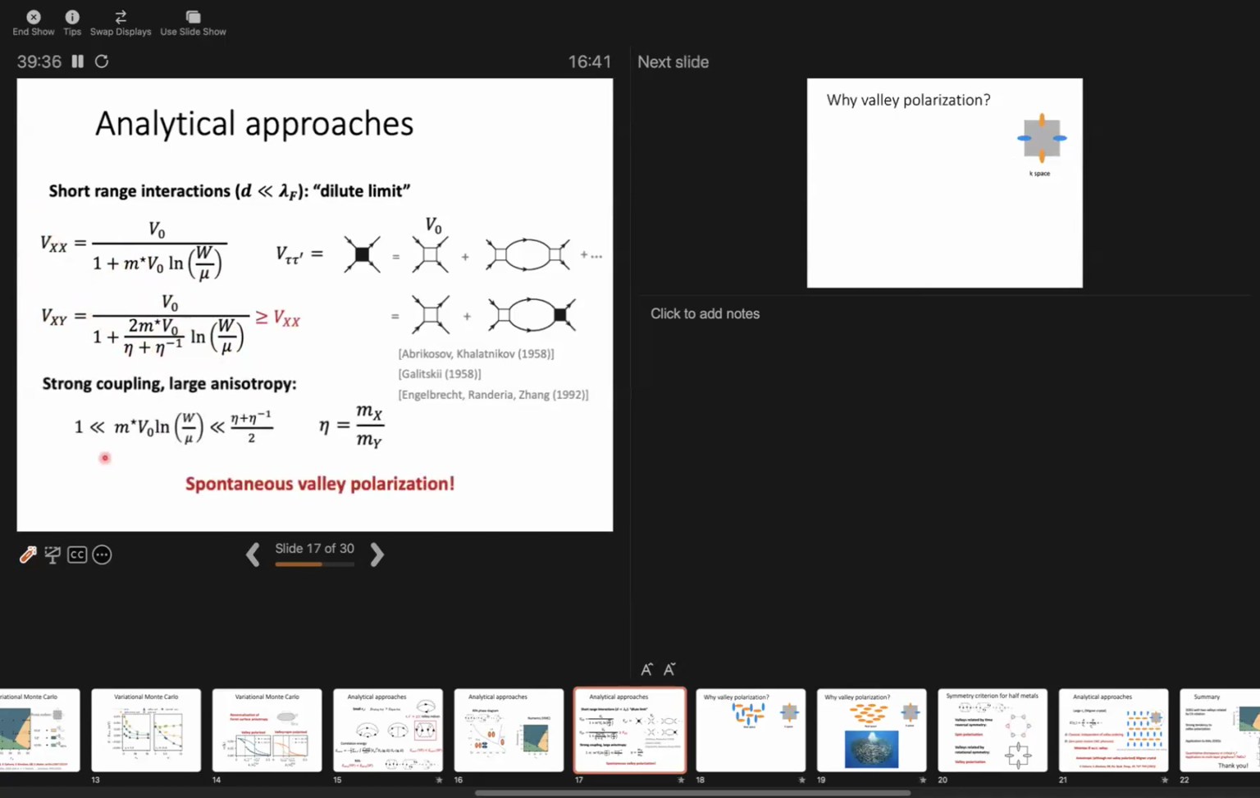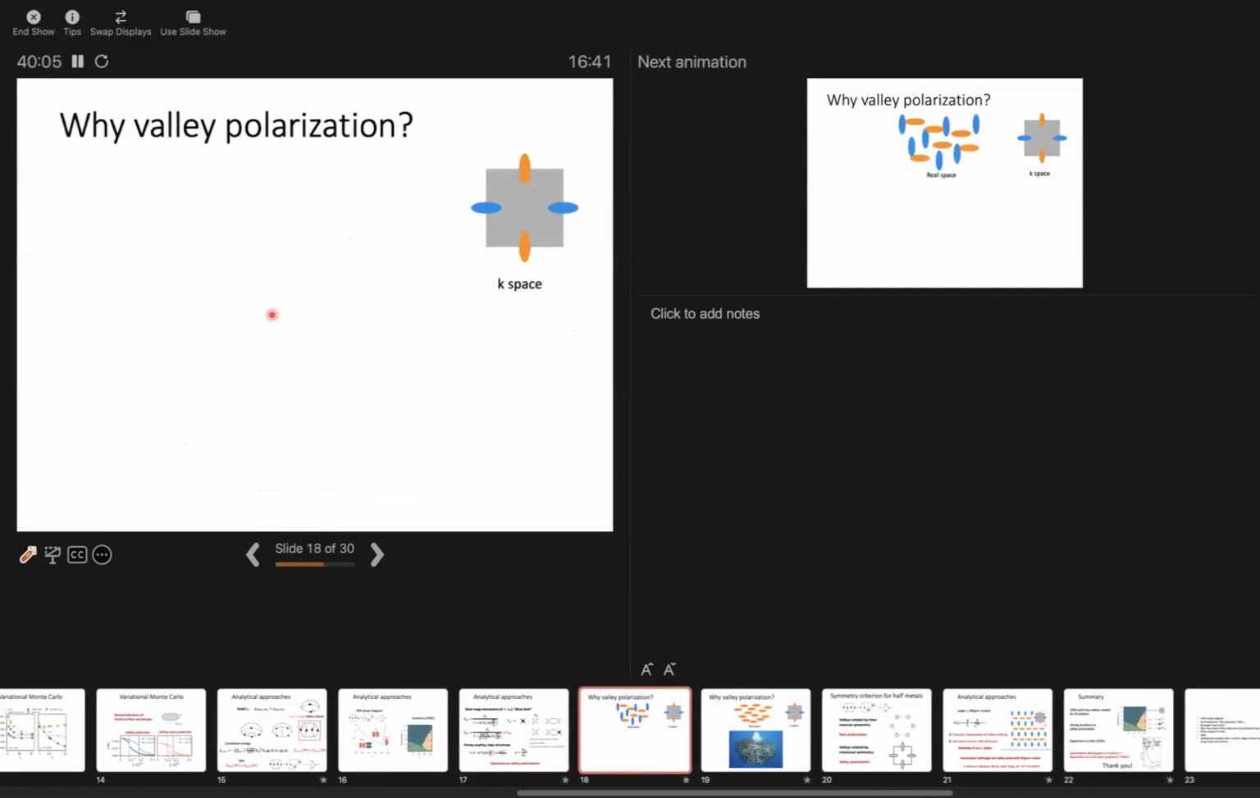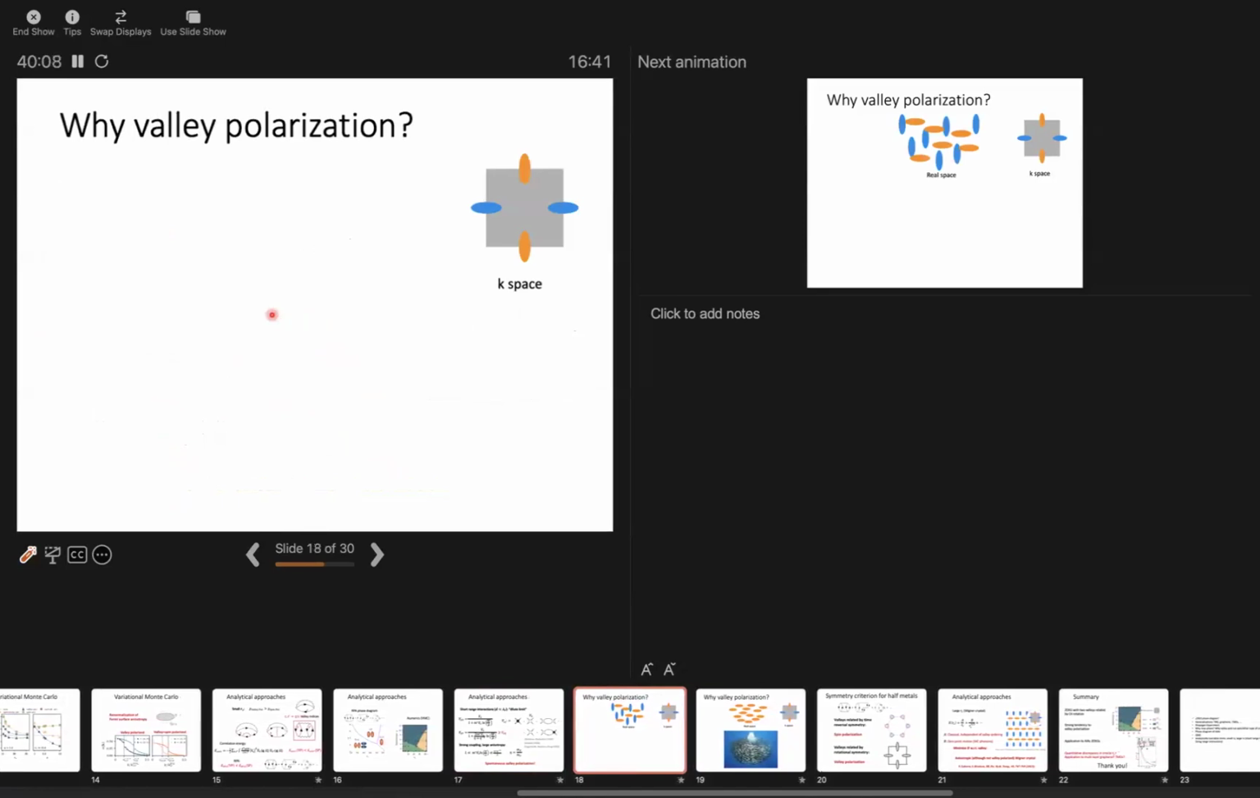We can define a particular limit where this anisotropy is big and the system is very dilute, where basically VXY is much bigger than VXX. In that limit, two electrons in opposite valleys repel. Two electrons in the same valley hardly feel each other at all, and we expect a spontaneous valley polarized state. So what's going on here? We got these two limits where we can say something, and both limits actually point to favoring valley polarization. There's a very simple physical picture behind it, actually.